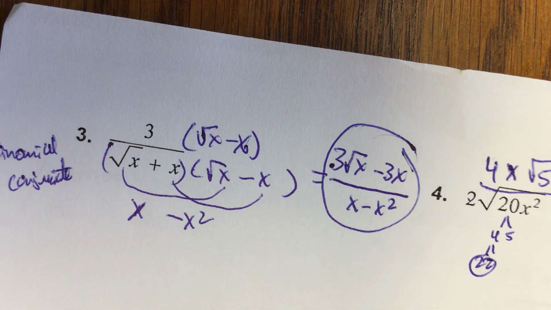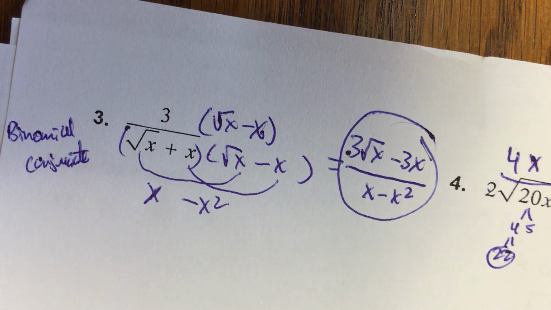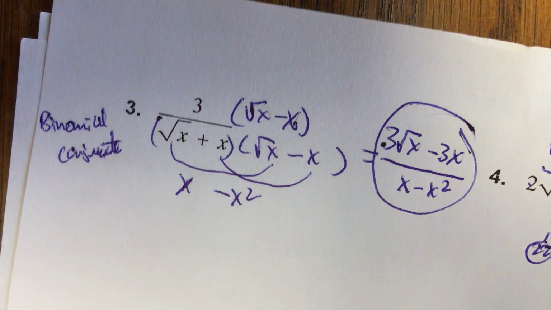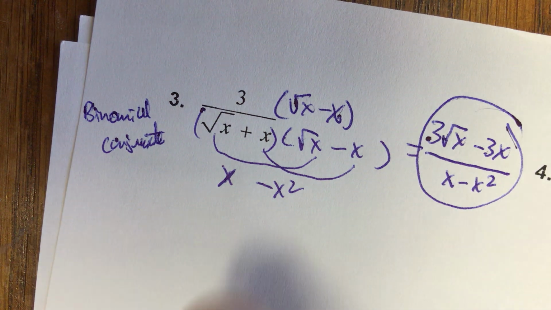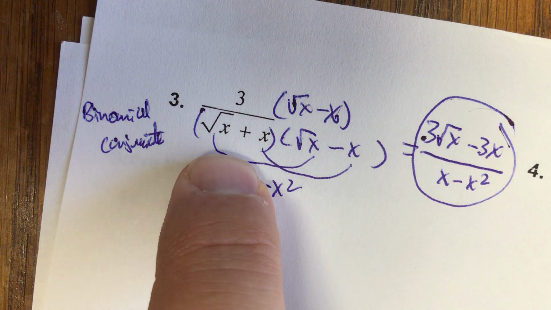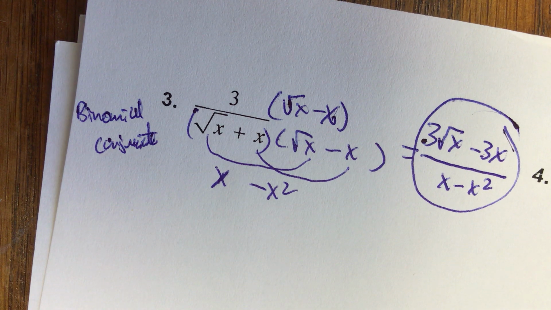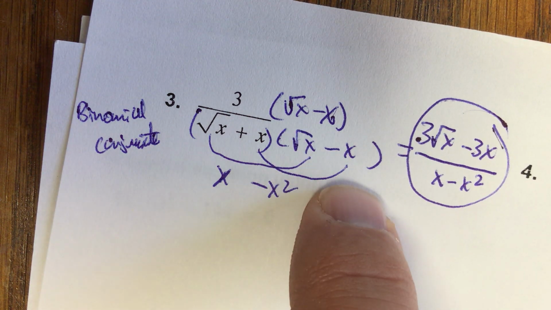Now going to number 3 on the back side. Number 3 is one where you're going to have to use a conjugate. So the key here is, you have a binomial in the denominator. The minute you see that, that's when you know you have to use a conjugate. So the conjugate is just the same binomial with an opposite sign. And I multiply that to both the top and the bottom.